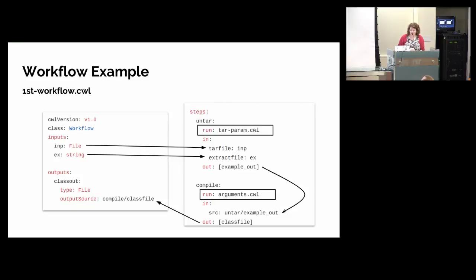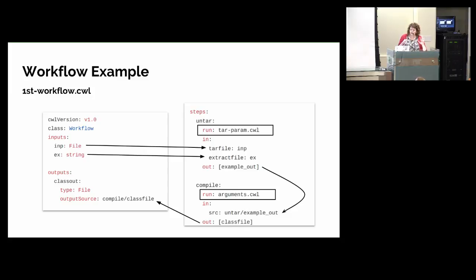Okay, so let's look at this workflow example. So there's two steps. The first is you're untarring a file, and then you're compiling it. It's a Java file, but you're compiling it. The CWL to untar is in this tar_param.cwl, so that's what we want to run in the first step. And then the second step we want to compile, and the command to compile is in this arguments.cwl step. So the first part of the CWL, and let me explain, this is all one document. It's just the top part of the document and the bottom part of the document side by side, so I can show you what's happening. So it's all one document. Don't think it's two.